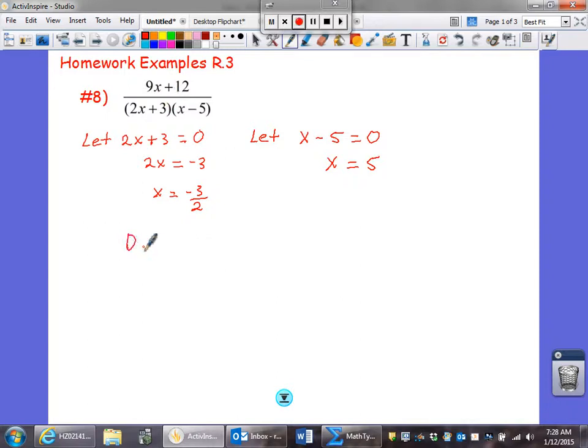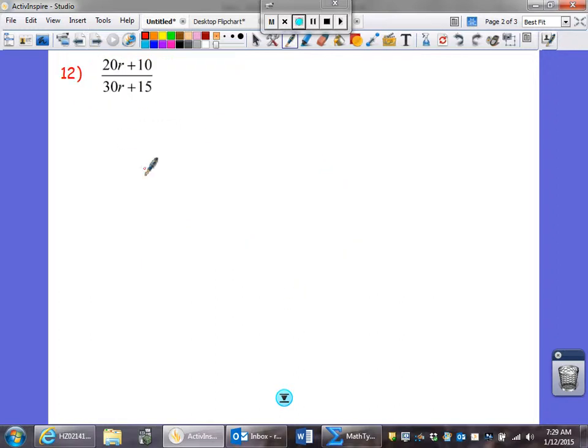So your final answer for your domain turns out to be all the answers from negative infinity to negative 3 over 2, close it, union, the other side of negative 3 over 2, all the way up until it gets to the number 5, close it, union, and then the rest of the answers are good all the way from 5 to infinity. And remember, we did use parentheses here to symbolize that these numbers are not included in the domain, and that answer is number 8.